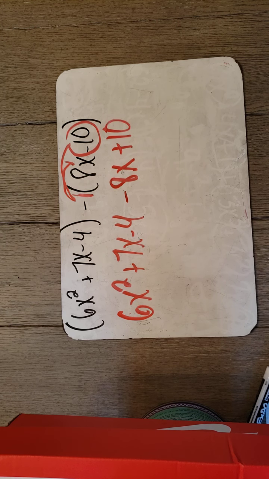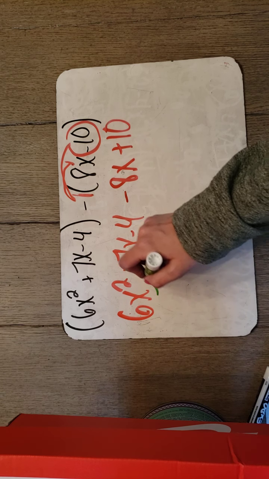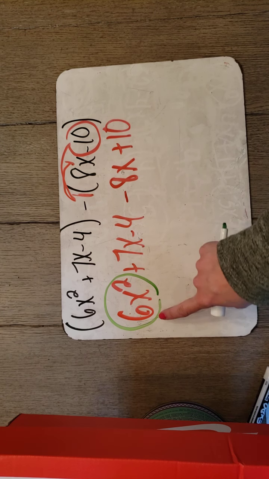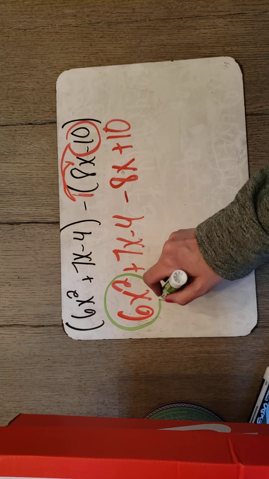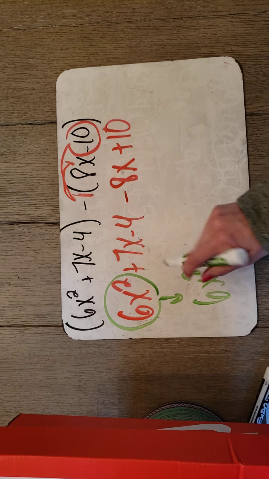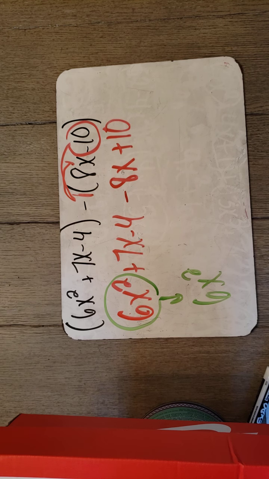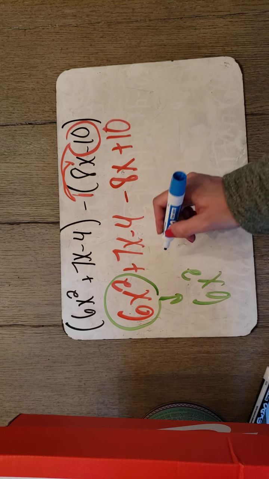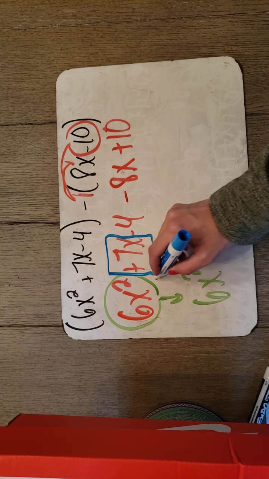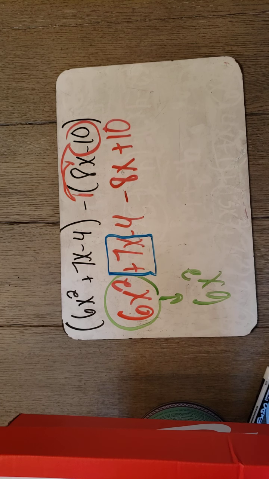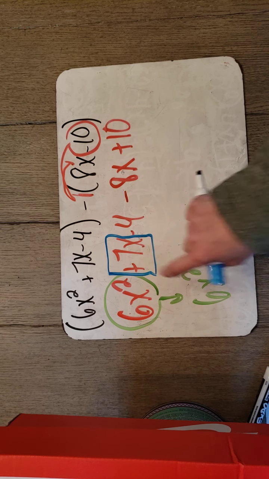Just like yesterday, look for your highest exponent. Your highest exponent is a 2, so we have 6x squared. Is there any other x squared? Nope. So drop it down. Move to your next highest exponent. So it's just x's. I have a 7x, but we know we need to keep track of our signs, so we're boxing in the plus sign with it.